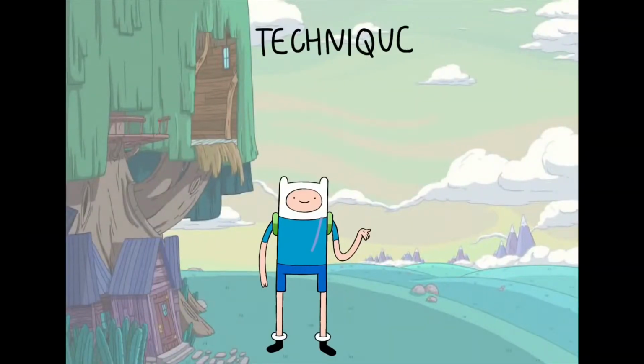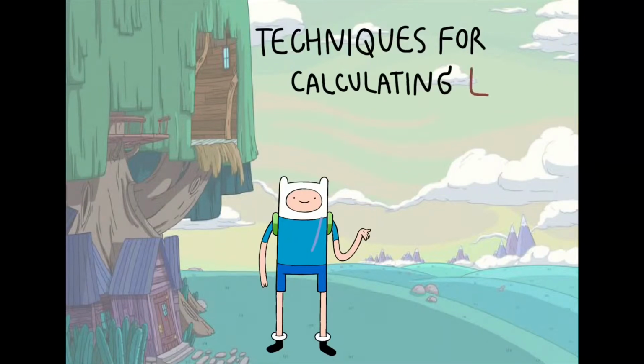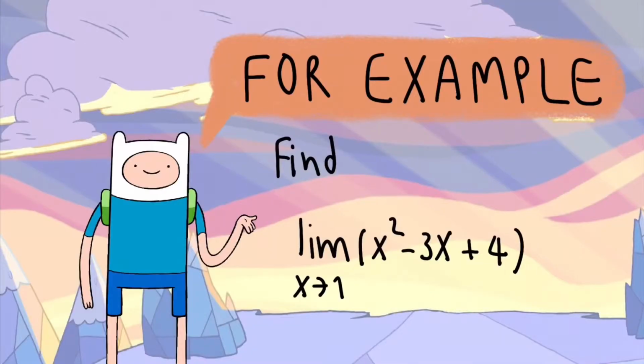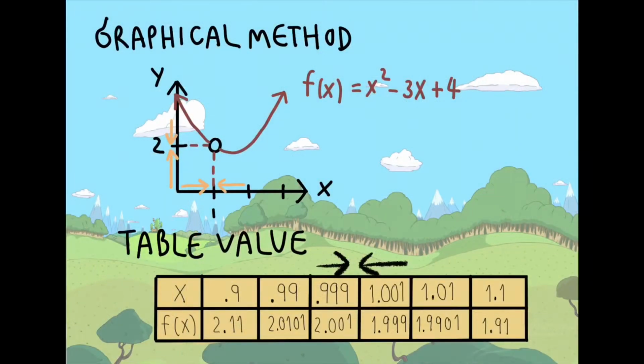Techniques for calculating limits. There are 3 common ways to calculate a limit: the graphical method, table of values, and finding it algebraically. Find the limit of x squared minus 3x plus 4 when x approaches 1. With the graphical method, from a graph of f(x), we see that the limit of x squared minus 3x plus 4 as x approaches 1 is equal to 2. In this example, the left-hand and right-hand limits approach the same value, which is 2.